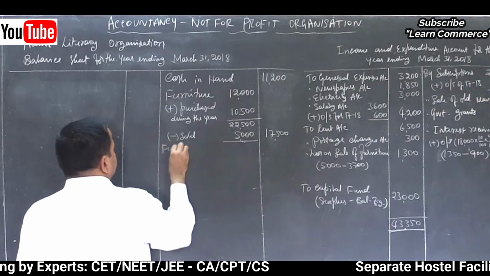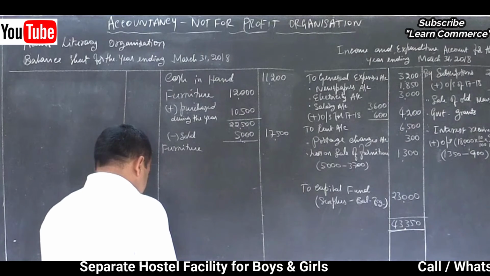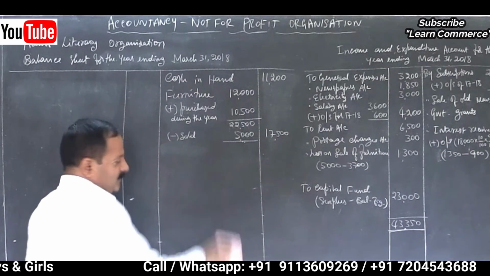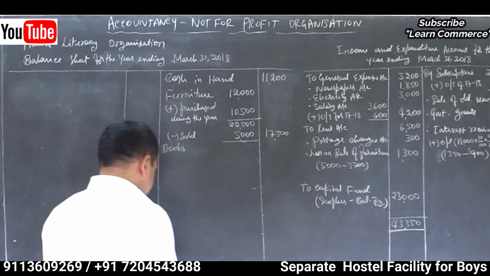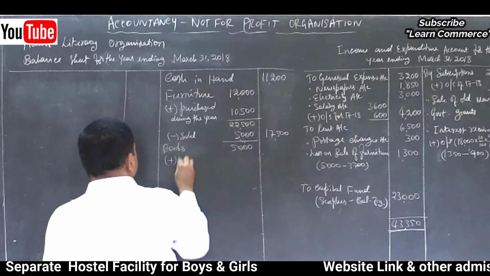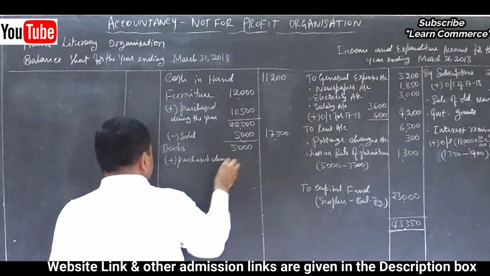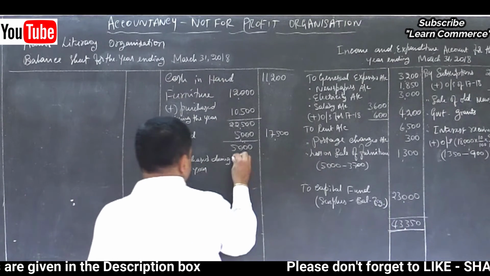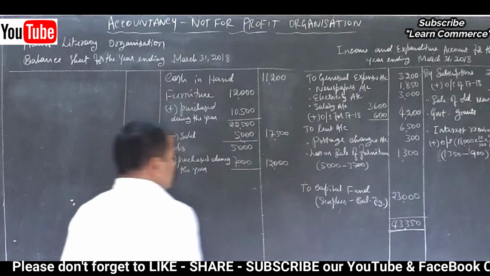Then comes books. I'm sorry, furniture is already dealt with. Now you have to take up books, isn't it? 5,000 opening balance, add purchased during the year, how much? 7,000. So it will be 12,000.